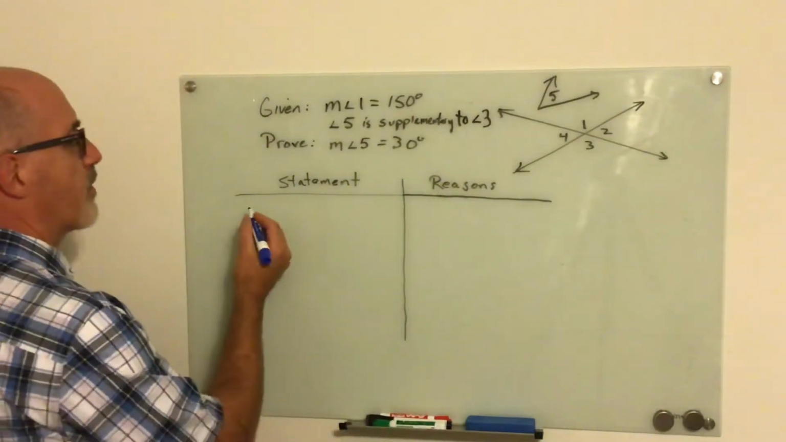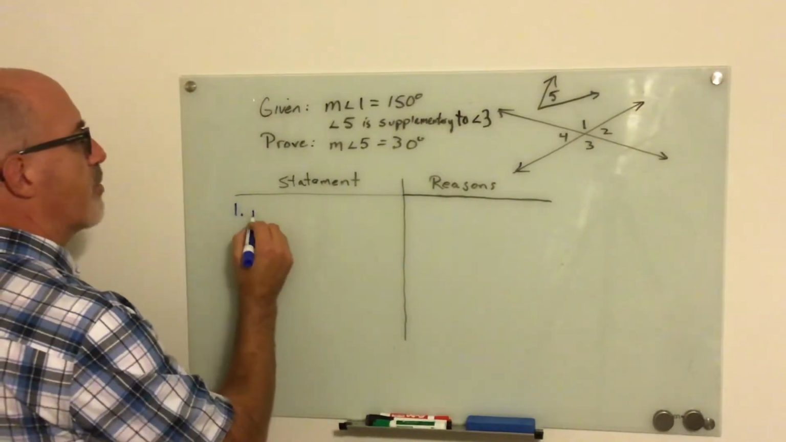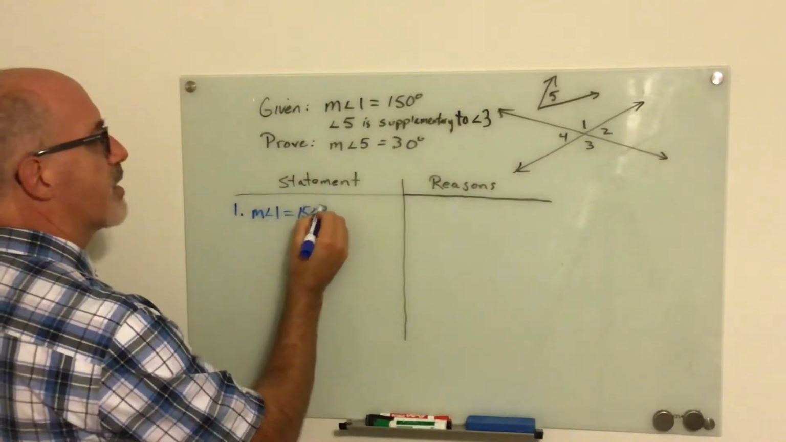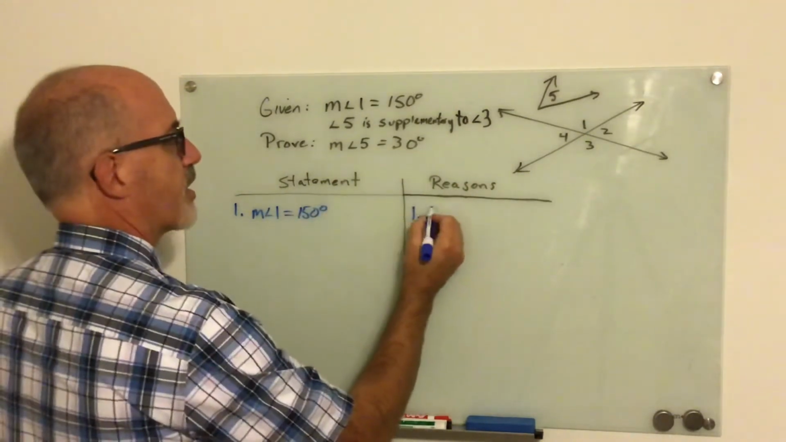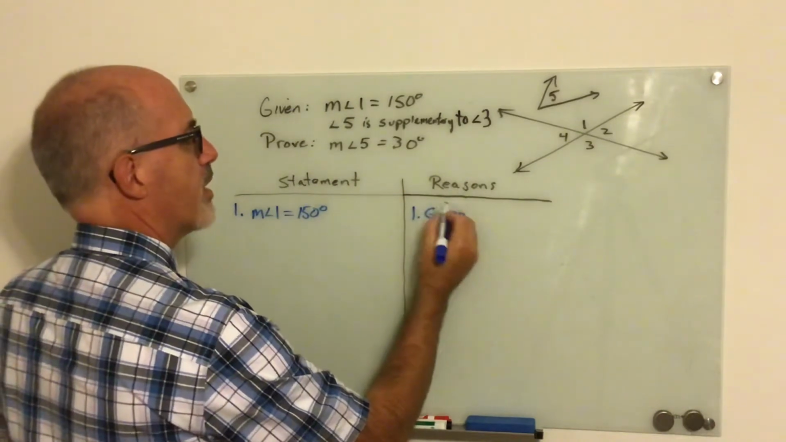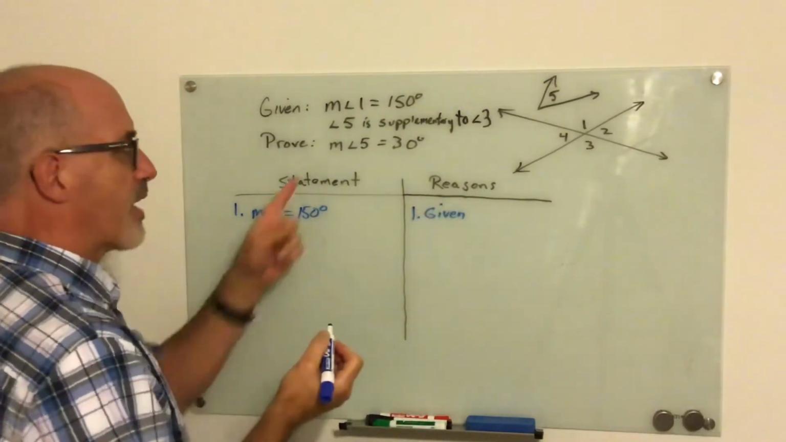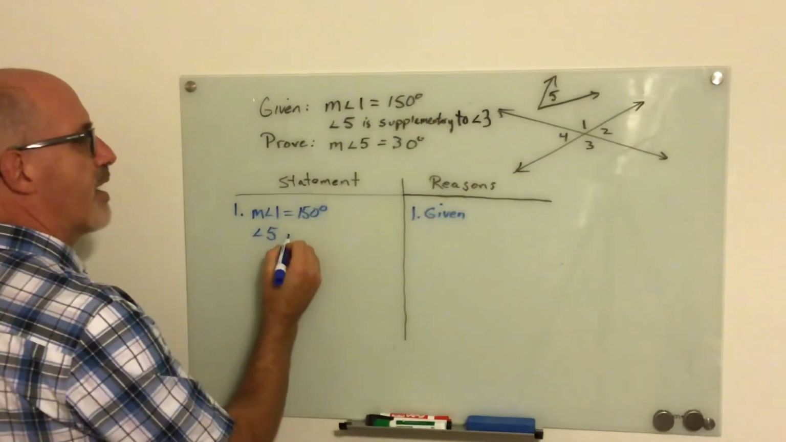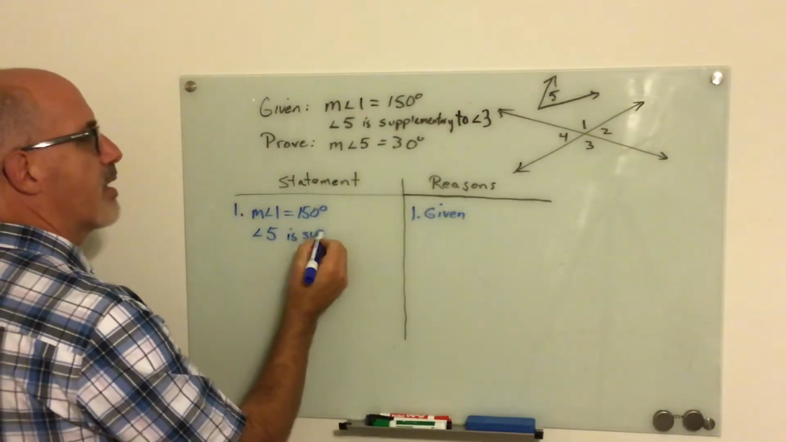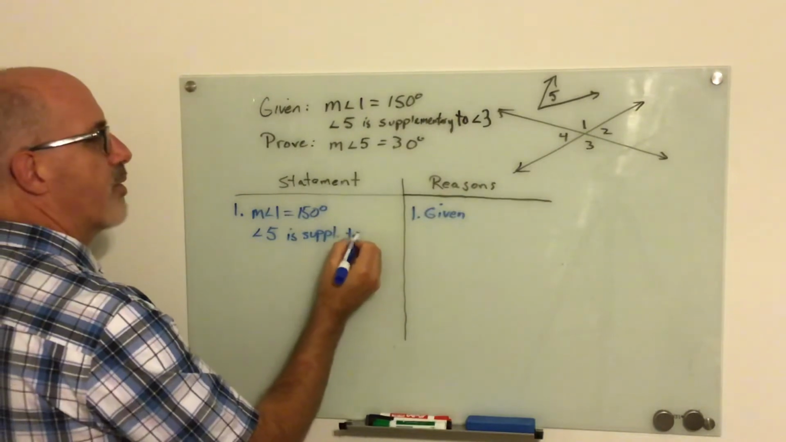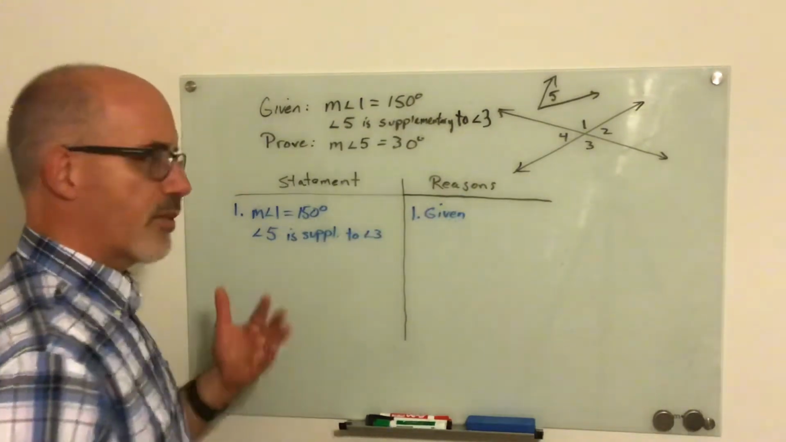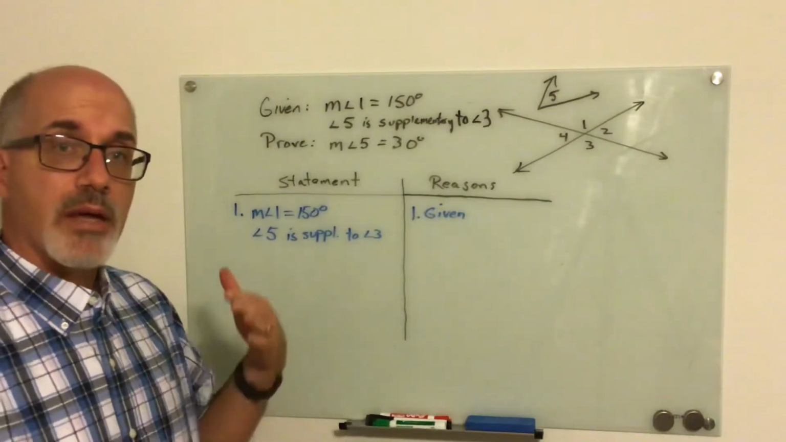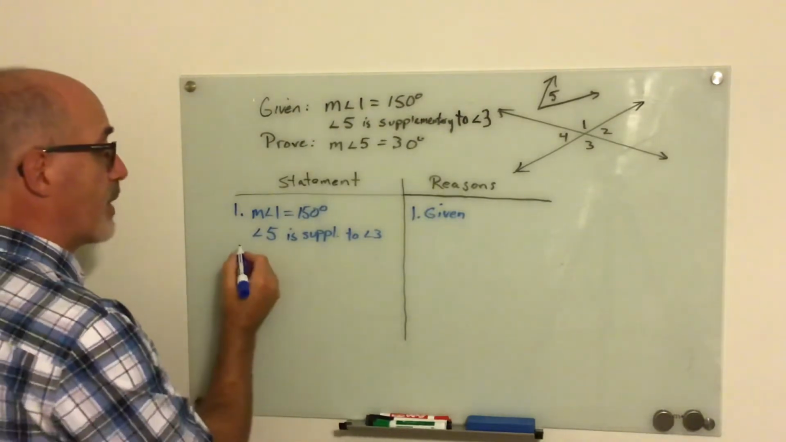So first of all, we've got our given. The measure of angle 1 equals 150 degrees. Okay, that's our given. And I'm going to include the fact that we've got our supplementary angles here also. So angle 5 is supplementary to angle 3. Okay, now with our given, let's use the fact that they're supplementary to say that they're equal to 180 when we add them.